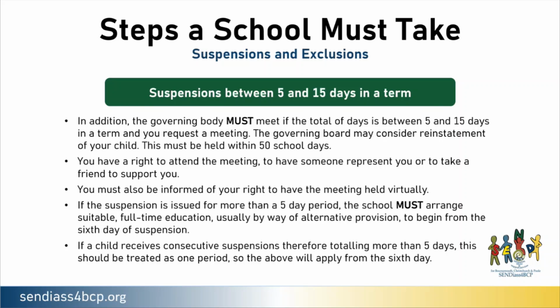If the suspension is issued for more than a 5-day period, the school must arrange suitable full-time education, usually by way of alternative provision, to begin from the 6th day of suspension. If a child receives consecutive suspensions, therefore totaling more than 5 days, this should be treated as one period, so the above will apply from the 6th day.